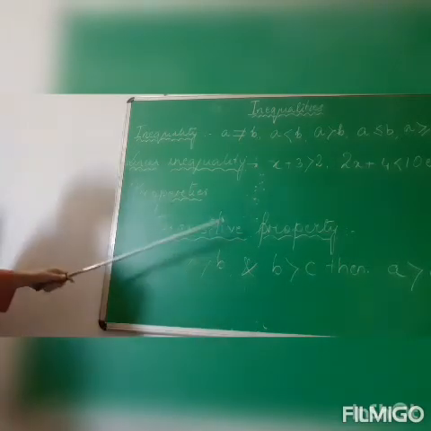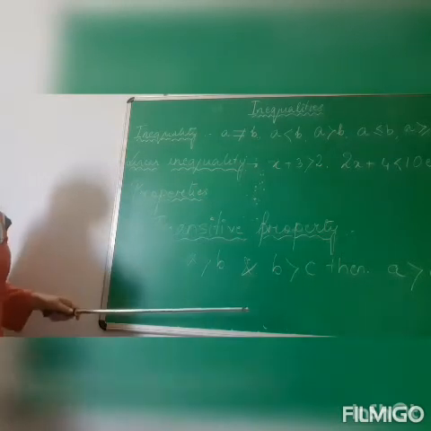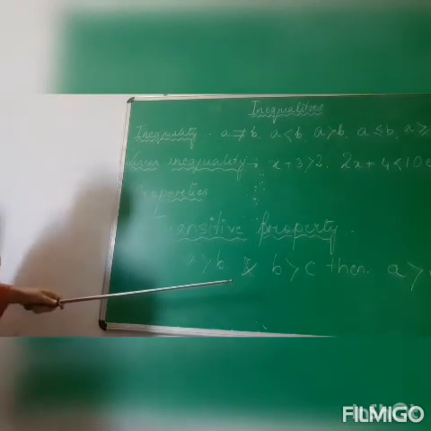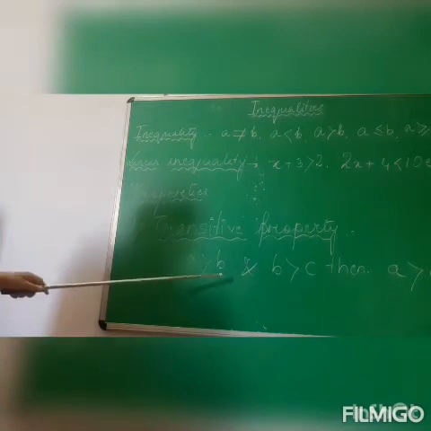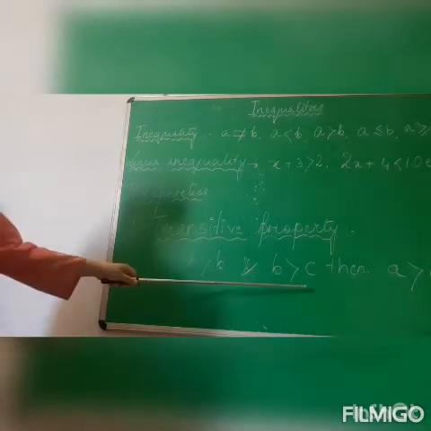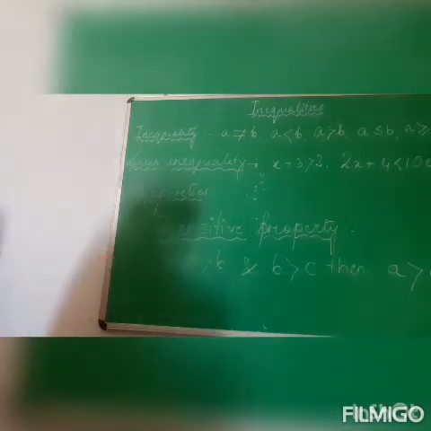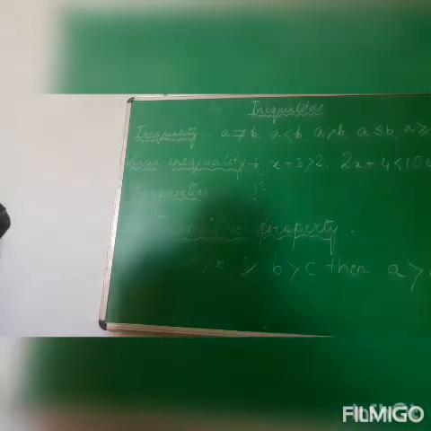Now see here, the first property is your transitive property. What does this property state? It states that if A is greater than B and B is greater than C, then definitely A will be greater than C. So this property is your transitive property.